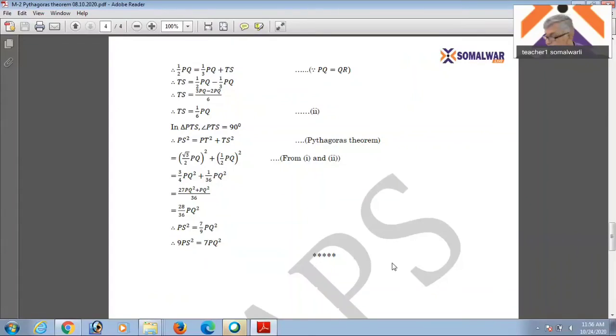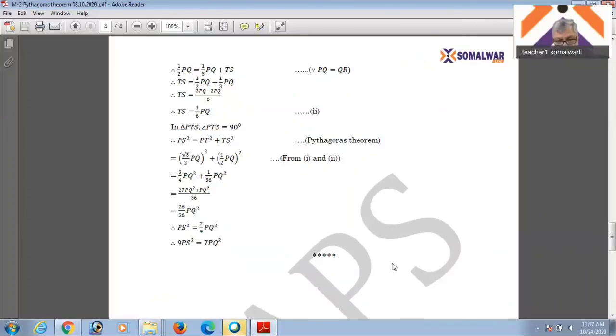Now, let us think about the triangle PTS. In the small triangle PTS, angle PTS is equal to 90. We are applying Pythagoras. PS square is equal to PT square plus ST square. Now, we'll put once again the values from equation 1 and 2. That is, PT is equal to root 3 by 2 PQ whole square, and TS is equal to half of PQ whole square. That is by applying 30, 60, 90, what we got, that we have put it here. Therefore, taking the square, 3 by 4 PQ square plus 1 by 4 PQ square.